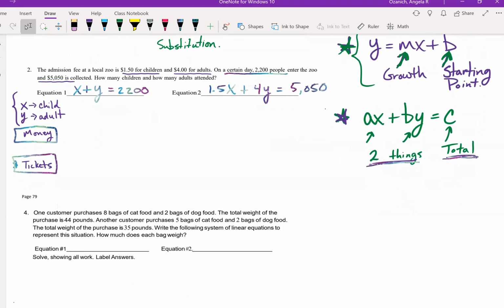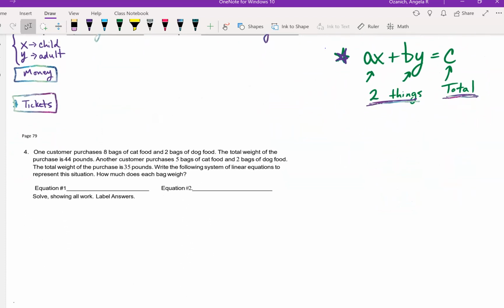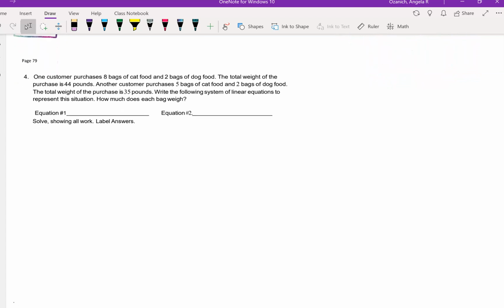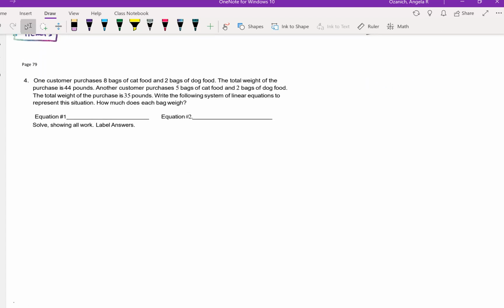Go ahead and turn to page 79. And I want you guys to try to at least write the equation for this one. I'm going to pause the video for a second. I'm going to write some things in. I want you guys to check your work.